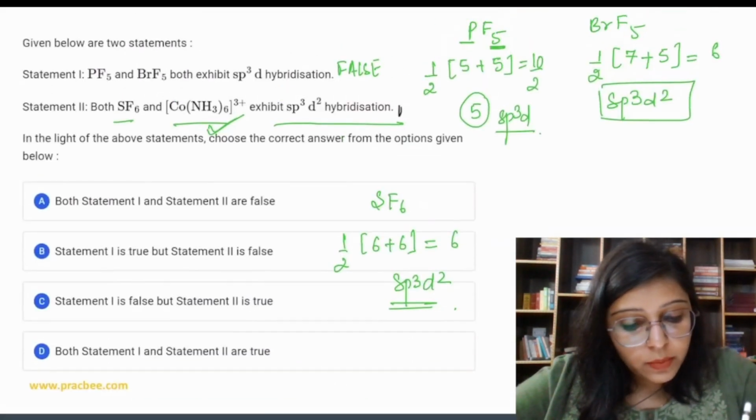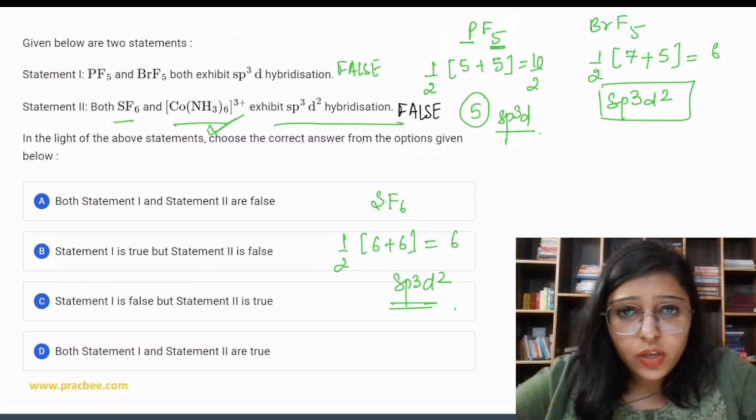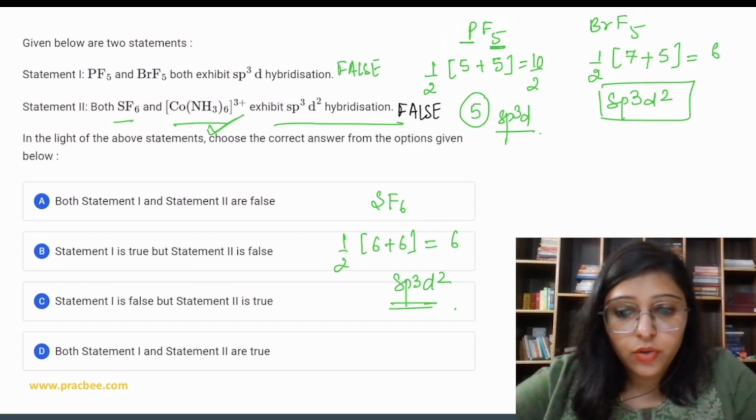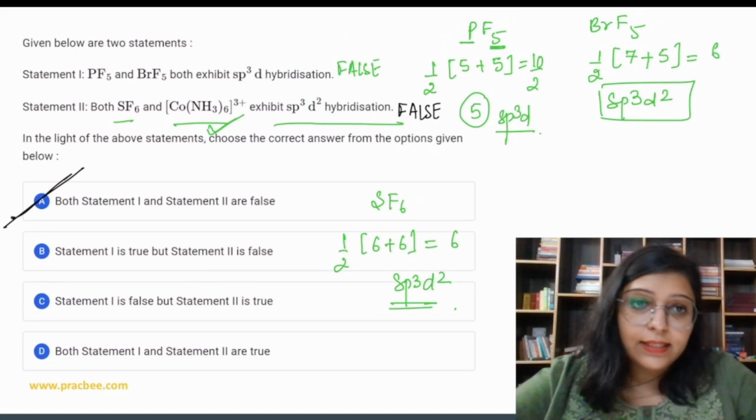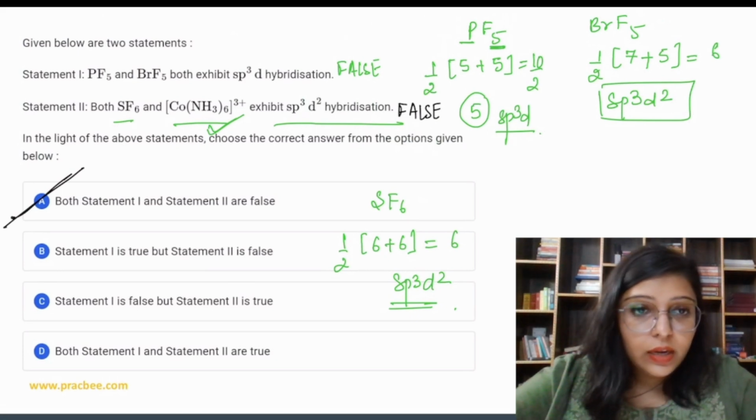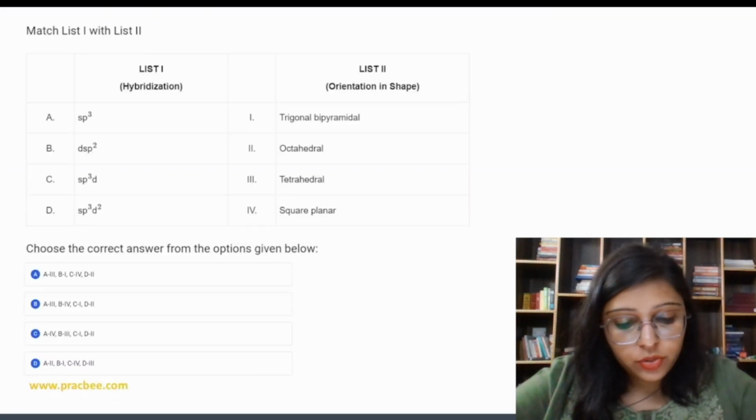So this statement is again false. So both statement 1 and 2 are false. So we can mark option A as the correct answer. Okay, now similarly, let's do the next question.